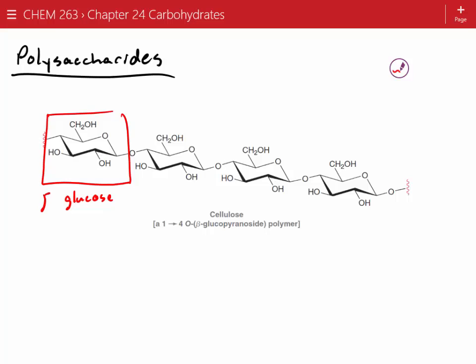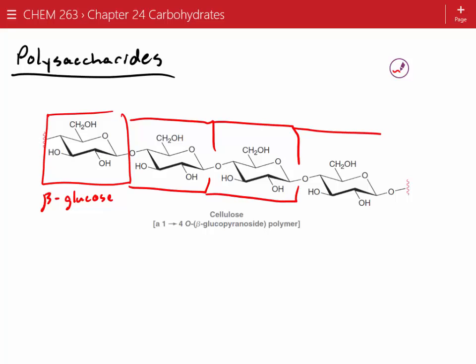So because of those, is that why it's so hard for us to digest cellulose? Yes, exactly. That's what I was just going to say. So humans lack the enzymes that can cleave these beta position bonds, but what animals can? Cows. So cows don't necessarily have the enzyme.